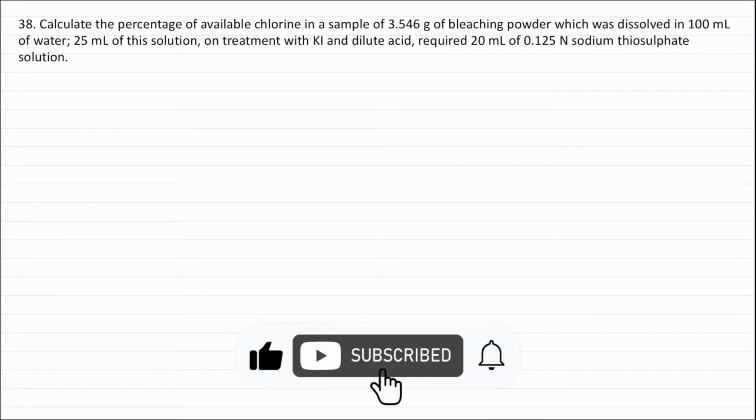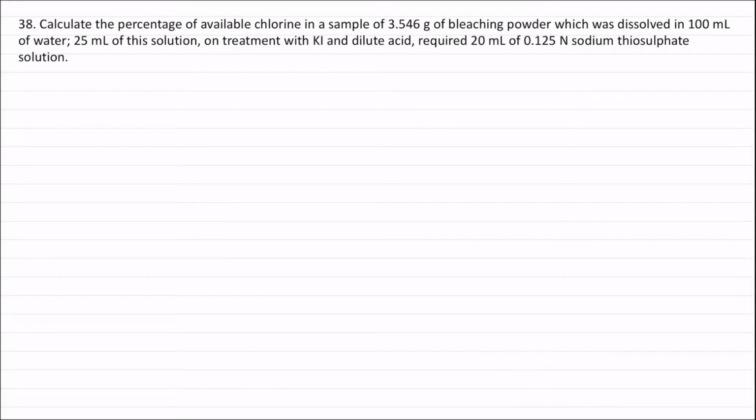Question 38. Calculate the percentage of available chlorine in a sample of 3.546 gram of bleaching powder which was dissolved in 100 milliliter of water. 25 milliliter of this solution on treatment with potassium iodide and dilute acid required 20 milliliter of 0.125 N sodium thiosulphate solution.